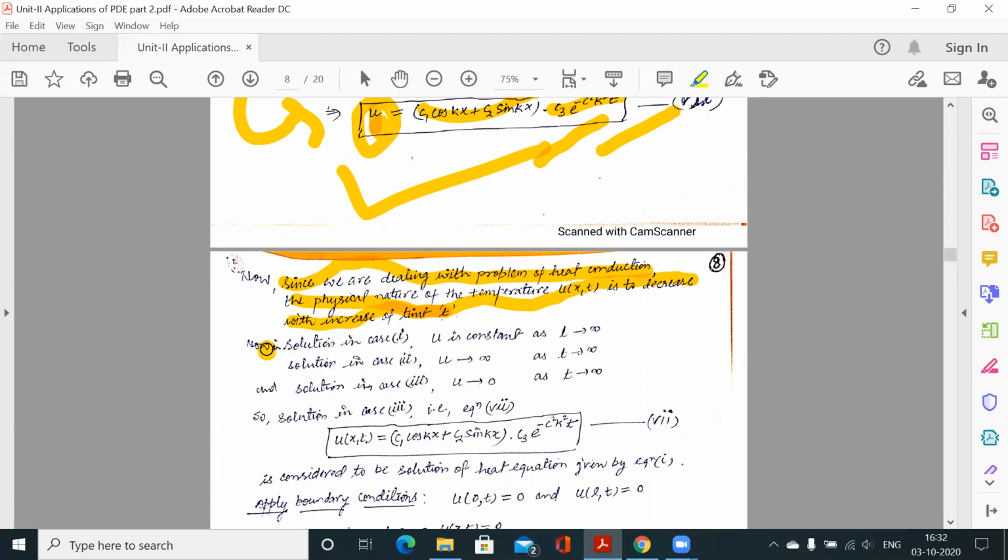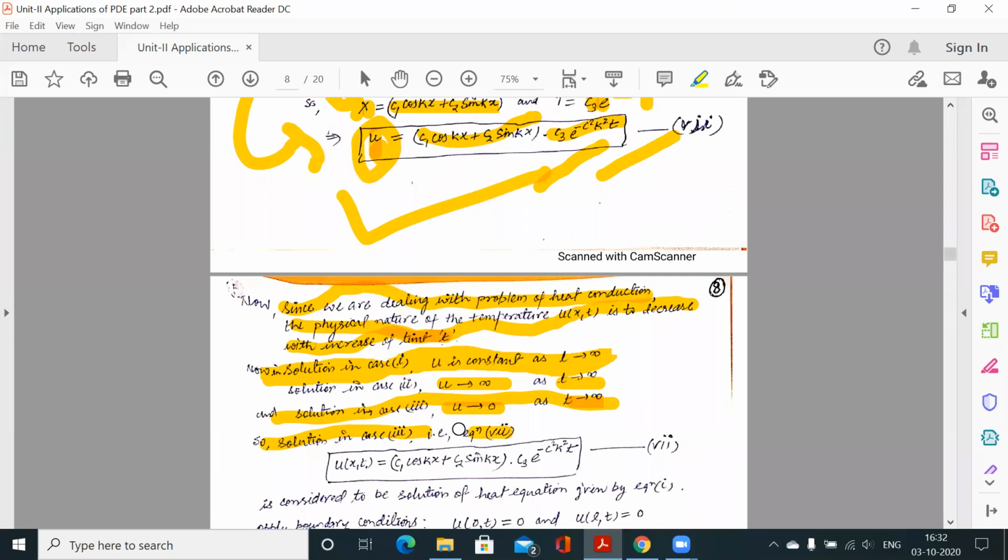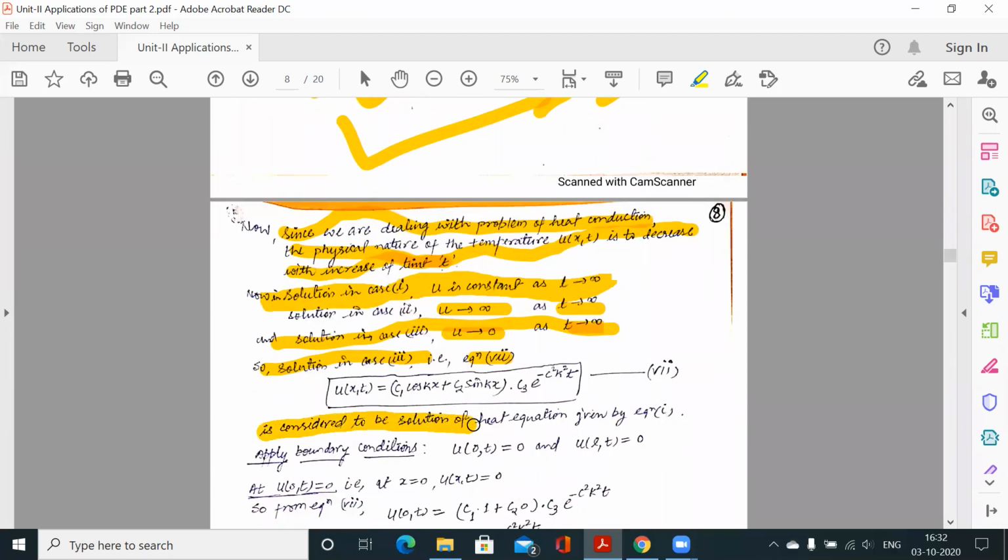So whatever I have explained is written here. When t is infinite, u is constant. When t is infinite, u is infinite. When t is infinite, u tends to 0. So the third case is our case. It will give us the solution. So the solution in case 3, that is equation 7, is considered to be the solution of the heat equation given by equation 1, the one-dimensional heat equation. So the third case will give us our complete solution.